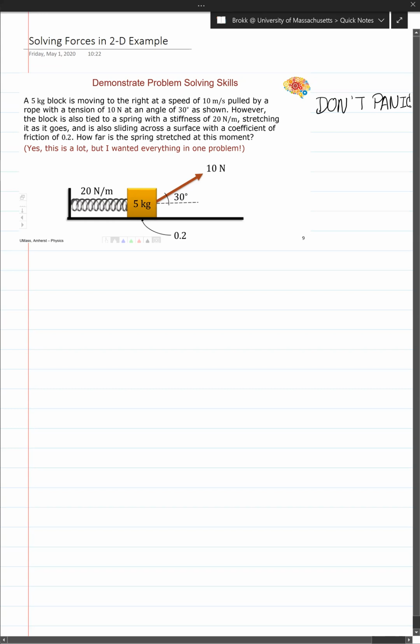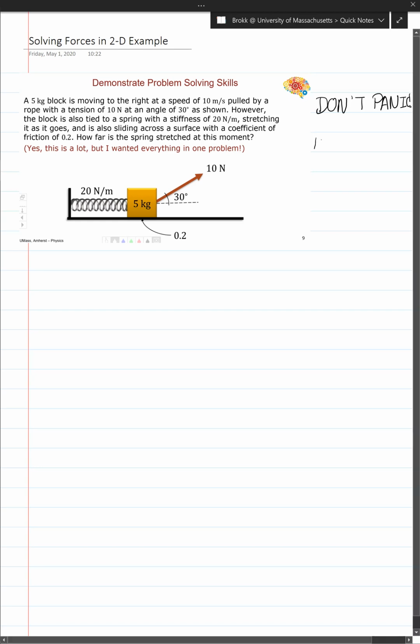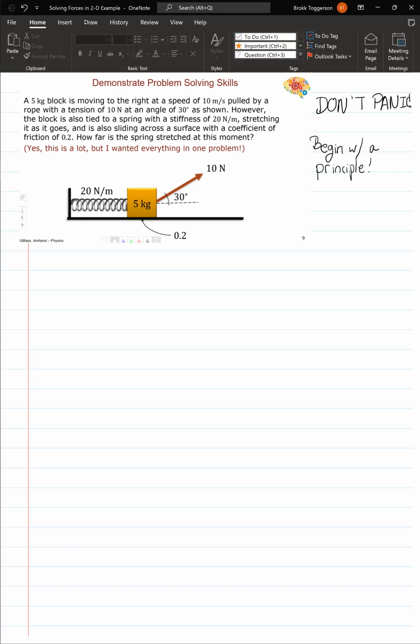We don't want to panic. There is definitely a lot going on here, and we need to deal with it all, maybe, or maybe there are parts we don't need to deal with. And it's very easy to get overwhelmed. How do you avoid that? Well, a couple of good first steps are, one of our other processes is begin with a principle, right? Now, what principle do we maybe want to begin with in this situation?